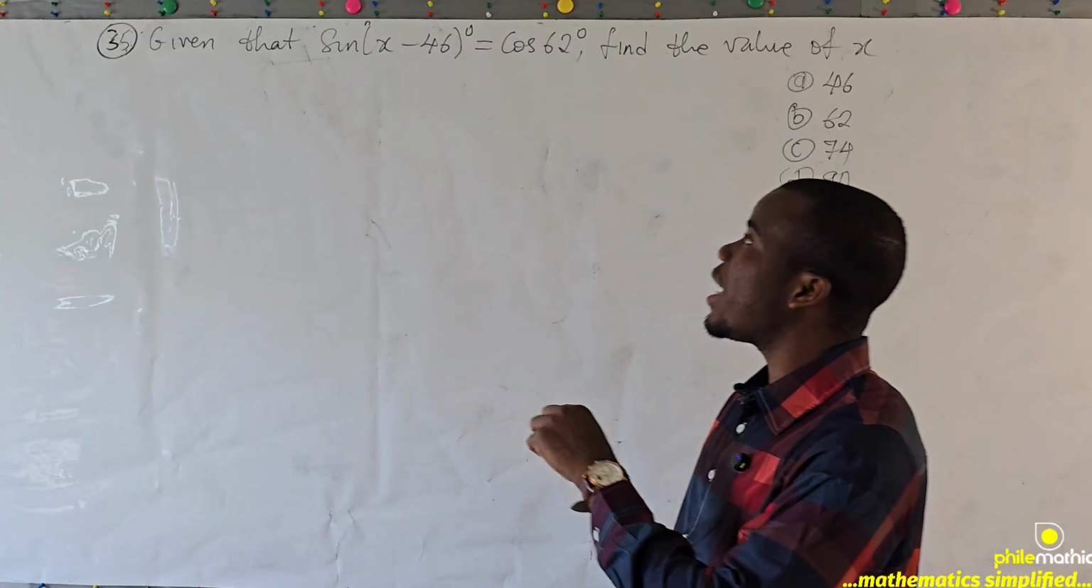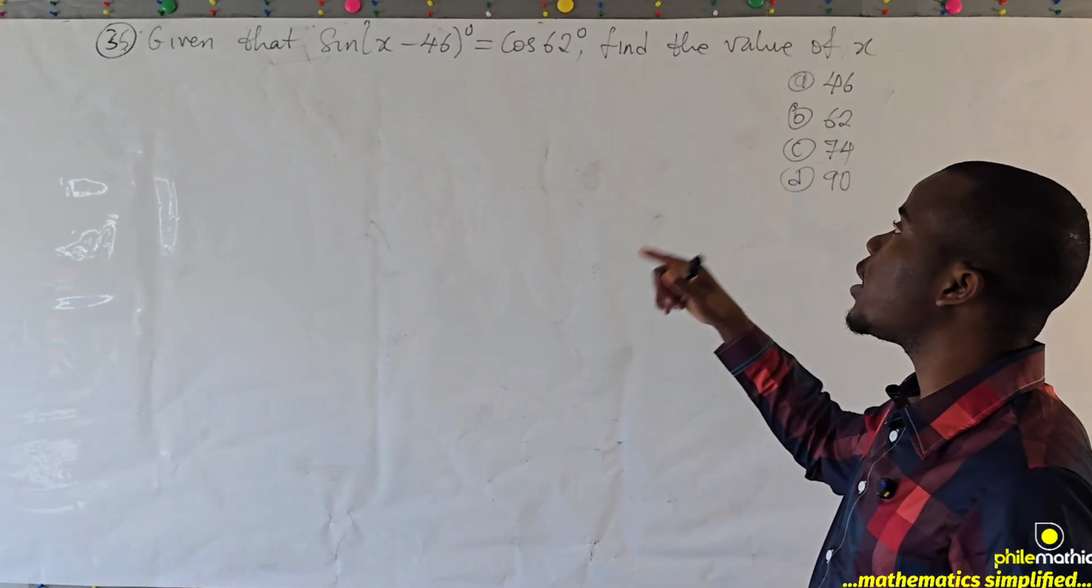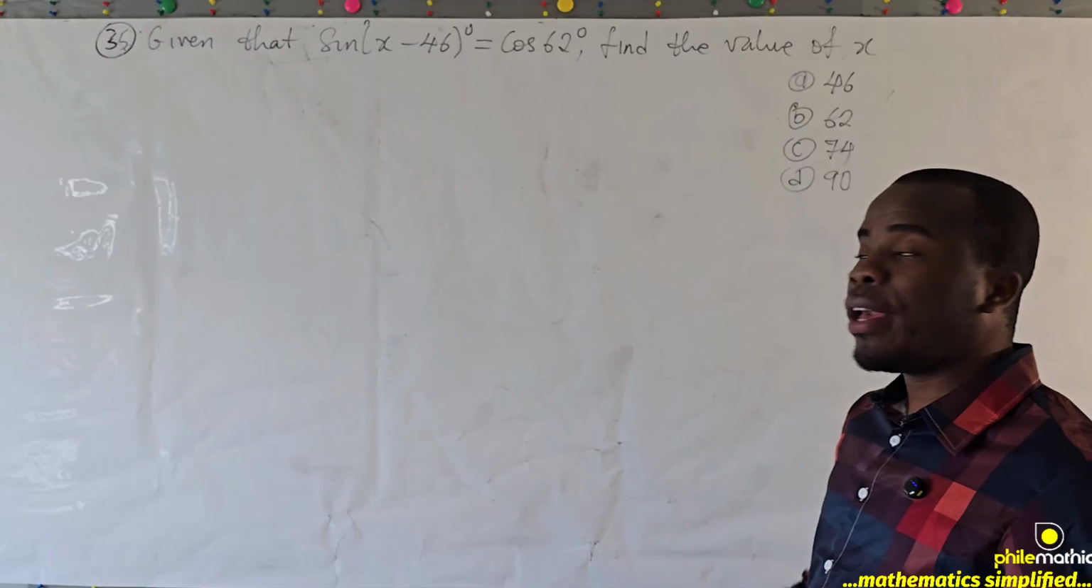Given that sine of x minus 46 degrees equals cos 62 degrees, find the value of x.